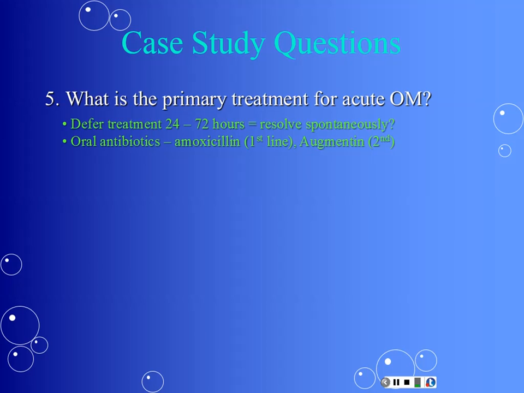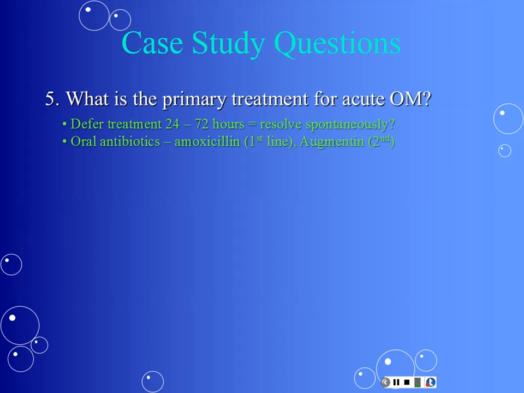Now, when we look at over 6 months of age, we'll talk about deferring treatment for 24 to 72 hours, and that's the recommendation because a lot of otitis media will resolve spontaneously. However, most of the time, by the time you go to the doctor, they ask how long this has been going on. It's been going on 5 to 7 days. They've been running a fever. They had a URI. Or they may say, well, if it doesn't start getting better in the next 24 hours, go ahead and start the antibiotics.